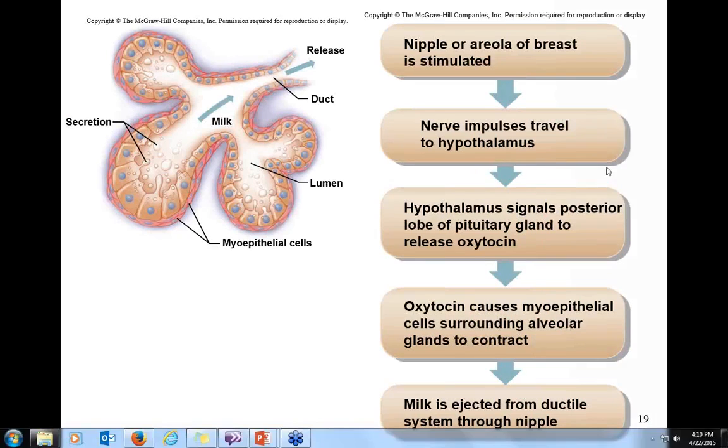Again, breastfeeding is another positive feedback loop. Once the nipple or areola around the nipple is stimulated, the hypothalamus signals the release of oxytocin from the posterior pituitary gland. And oxytocin causes the alveolar glands to contract, which ejects milk through the nipple.